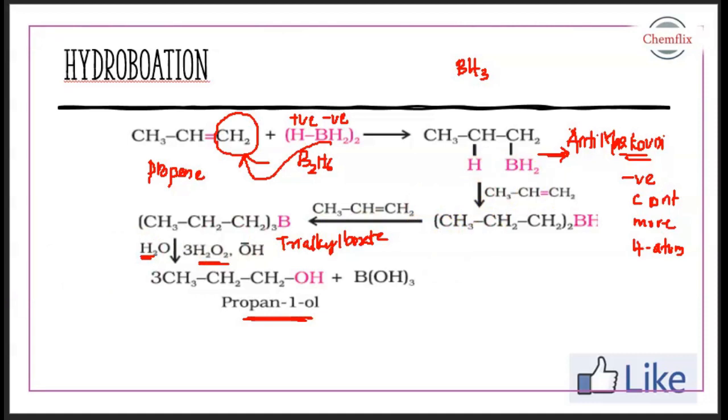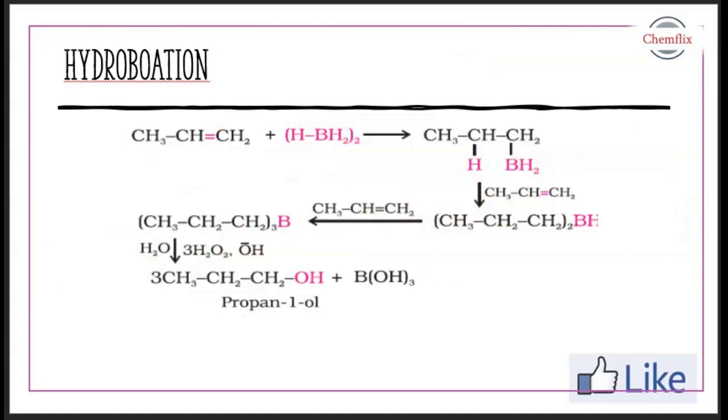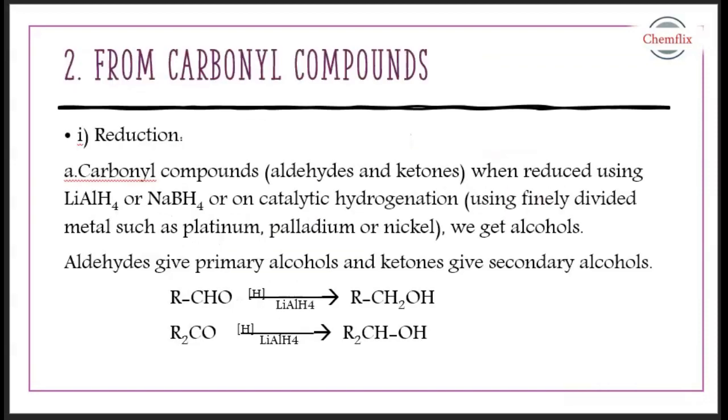Now the second method for the preparation of alcohol is from carbonyl compounds. You can see carbonyl compounds. From carbonyl compounds you can prepare alcohol by reduction.